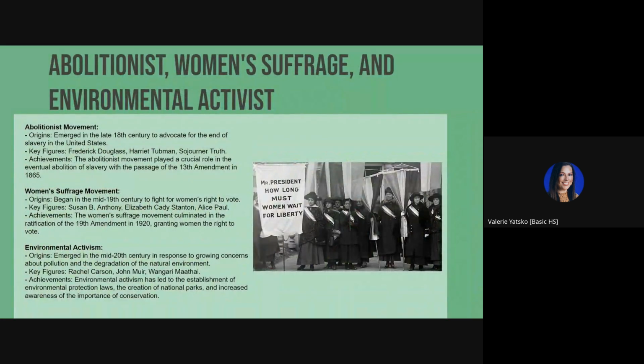The abolitionist movement started in the late 18th century to end slavery, with key figures like Frederick Douglass and Harriet Tubman. The women's suffrage movement began in the mid-19th century to fight for women's right to vote, with leaders like Susan B. Anthony and Elizabeth Cady Stanton. Environmental activism emerged in the mid-20th century to address pollution and environmental degradation, with figures like Rachel Carson and John Muir.